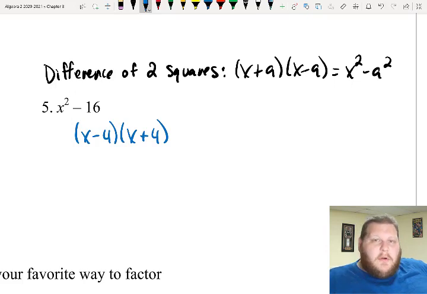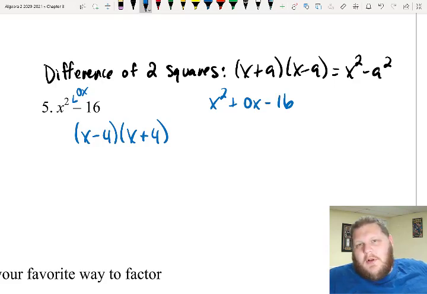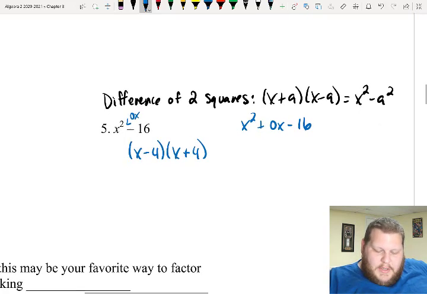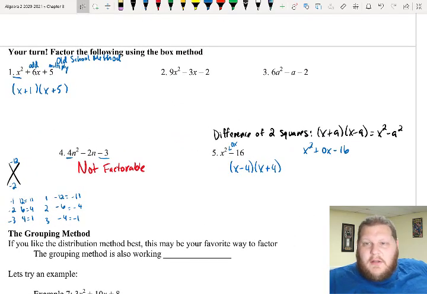16. Pretty straightforward. Again, you also could do this the old school method way if you wanted to, where since we don't see an x term in here, you could call this a 0x, and then do x squared plus 0x minus 16. And then you say, oh, well, what multiplies together to give me negative 16 and adds up to 0, which of course is negative 4 and positive 4.